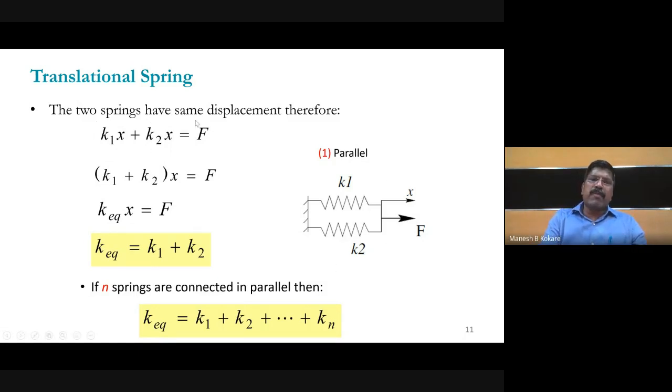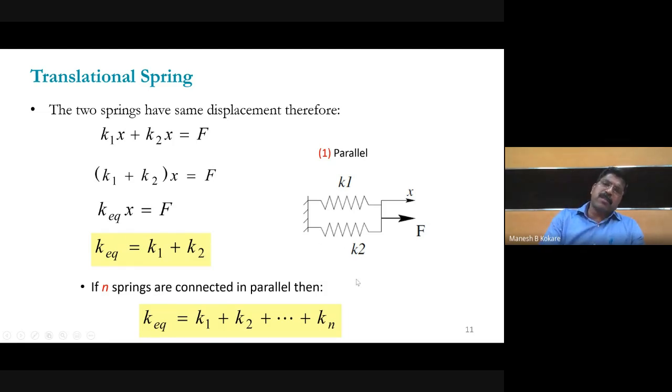So the two springs have the same displacement. Therefore K1 into X will be the force of this spring K1, and K2 into X will be the force of this spring K2, and the sum is equal to F. So F is equal to K1 X plus K2 X, where X is the overall displacement of these two springs. Now, if you take X common, then (K1 plus K2) into X is equal to F. This is nothing but the K equivalent. So when two springs are connected in parallel, the equivalent stiffness will be just the summation of the stiffness of K1 and K2.